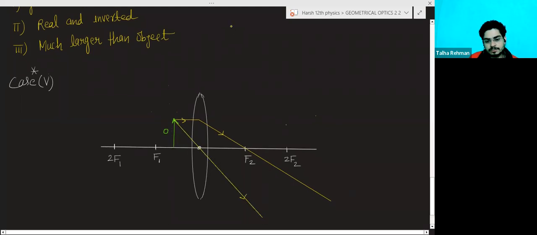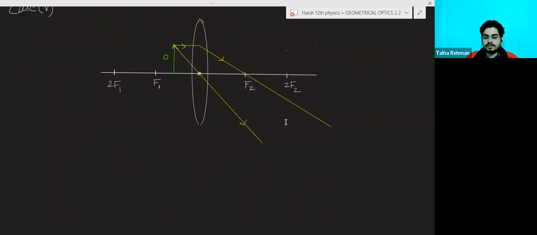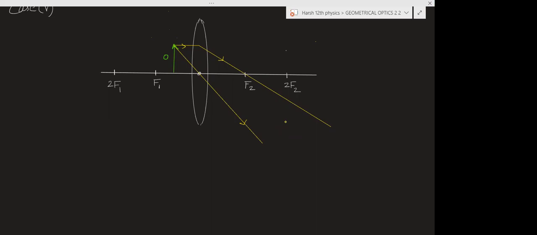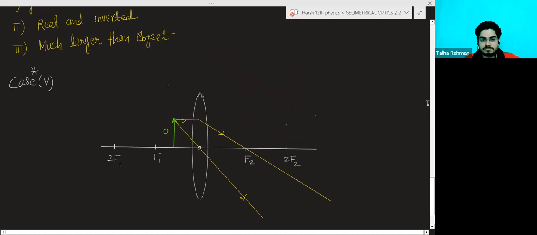So now you can see both the refracted rays are diverging in nature. So these rays will never meet in reality. So there will be no image. Means if the rays never meet, then we will get no image. But for image formation, we will produce these rays in the backward direction and we will get the image.